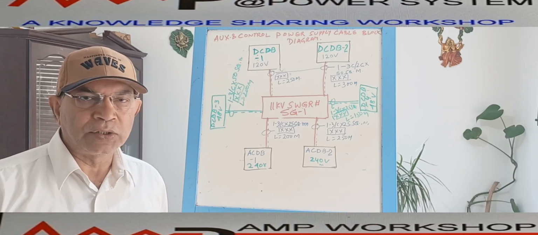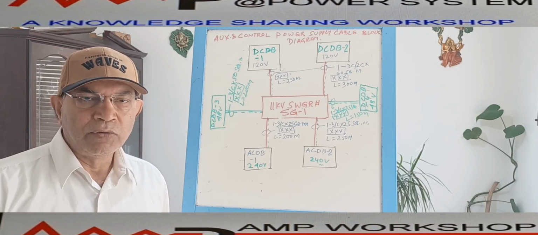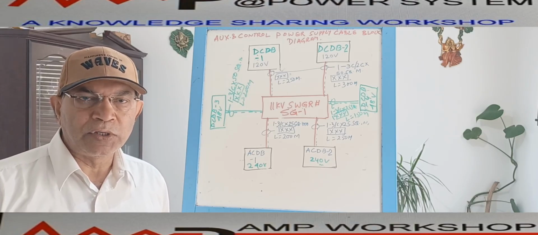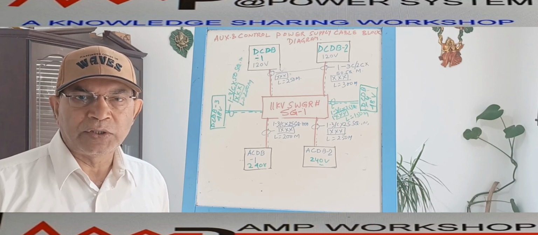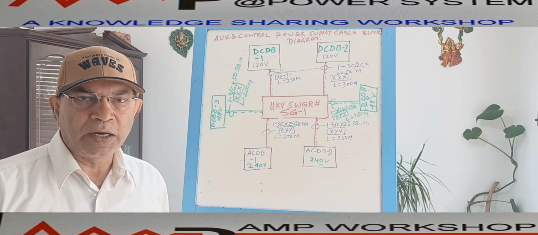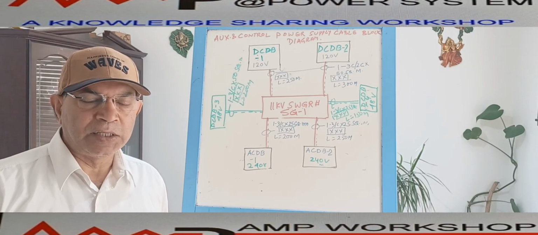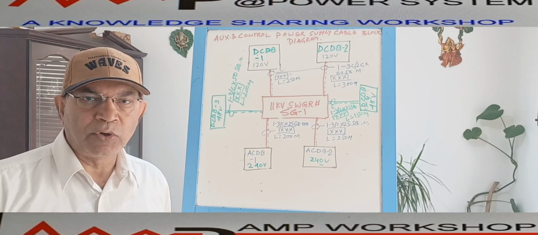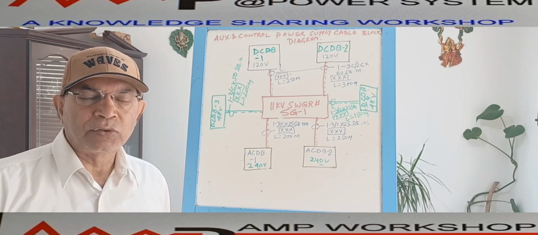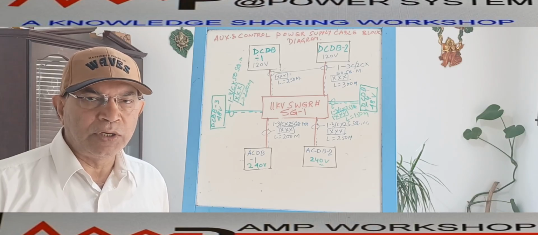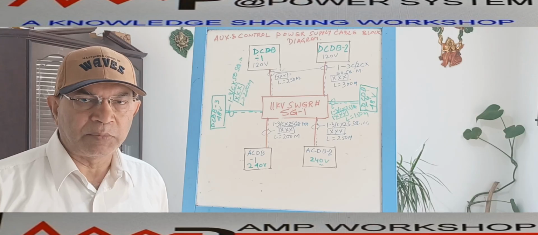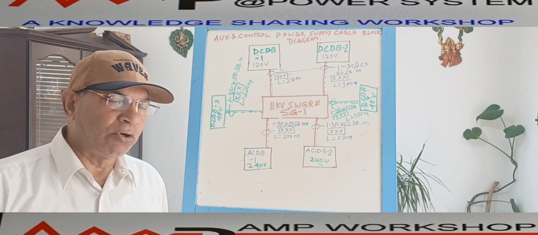In all these circuits we need the auxiliary supply, which is supplied at 120 volt DC, because the closing operation is done through a solenoid and the spring charging mechanism is operated through DC motors. So those need a higher amount of power, so higher VA capacity. That's why we generally use 120 volt DC supply.